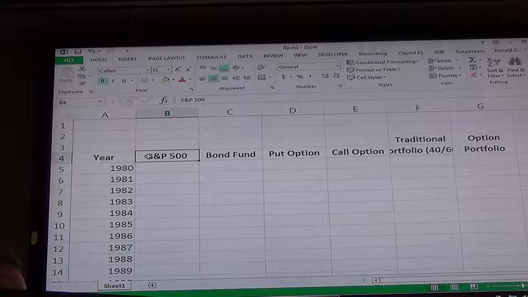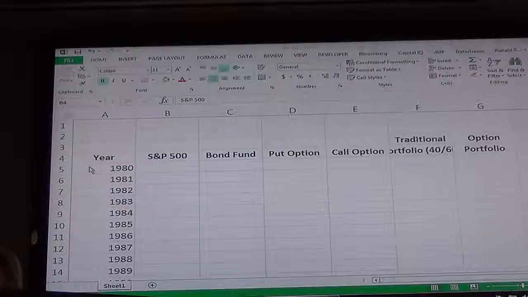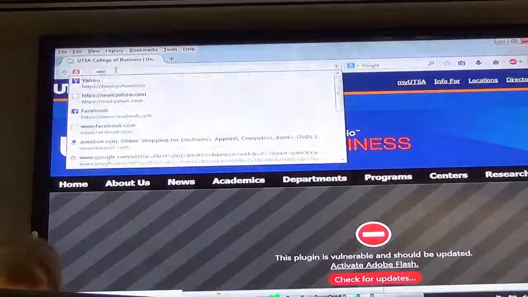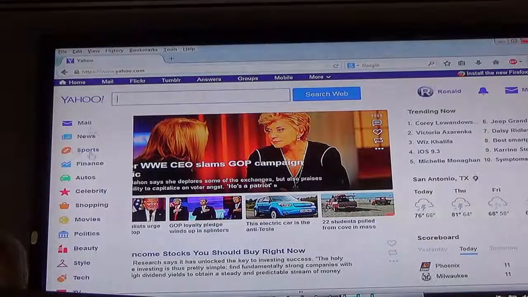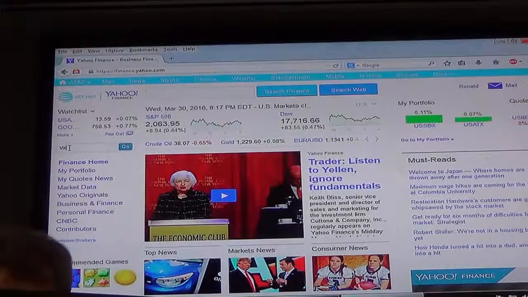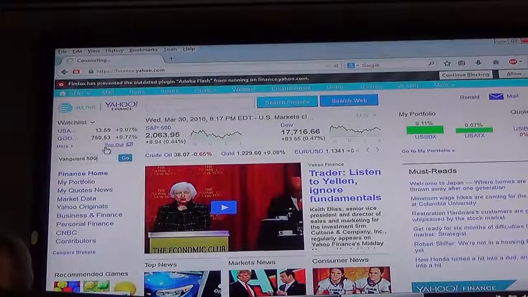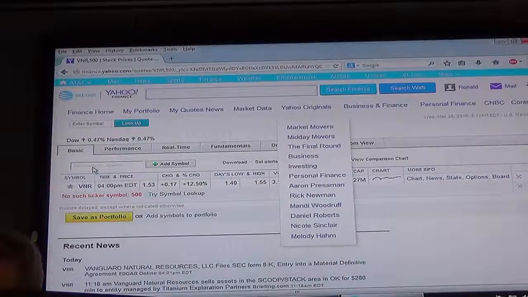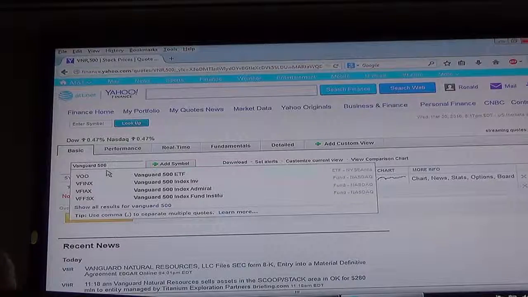How in the world would we get the S&P 500 return? Well, watch this. This is pretty easy. I'm going to go to Yahoo Finance, then type in Vanguard 500. For some reason the computers here just don't work, so you have to force it to find it. On that first page it doesn't, so we'll do the Vanguard.